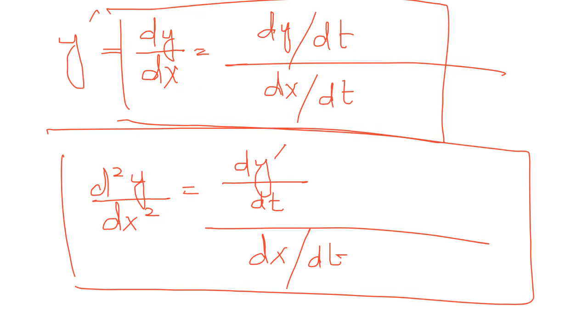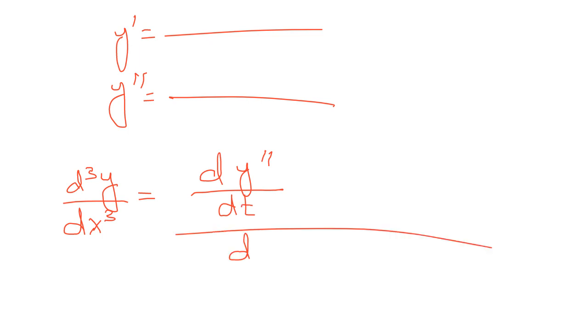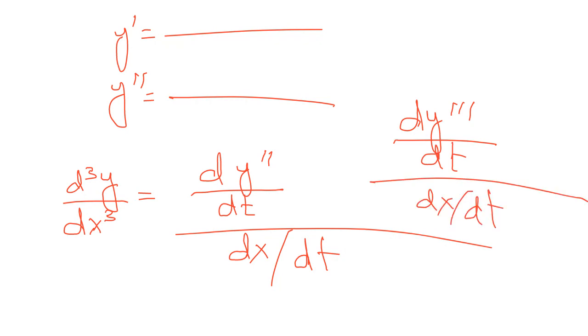Okay, for example, if I ask you to find the third derivative, the first derivative is this one. The second derivative, you say this one. For the third derivative, you find the derivative of the second derivative with respect to t, and the denominator is the same, dx by dt. Okay, and for the fourth, you have to find d of the third derivative over dt divided by dx by dt. So you have to use the first derivative in the second derivative, and the second derivative in the third derivative. Okay, so any question?